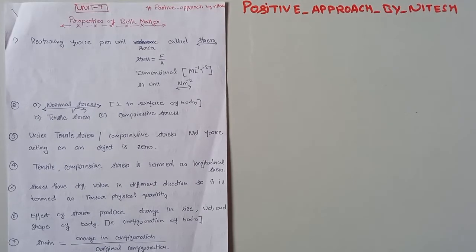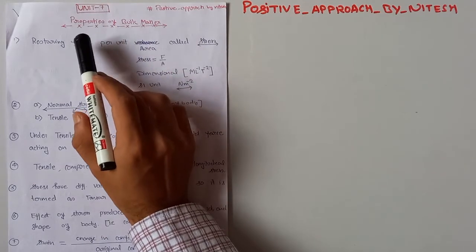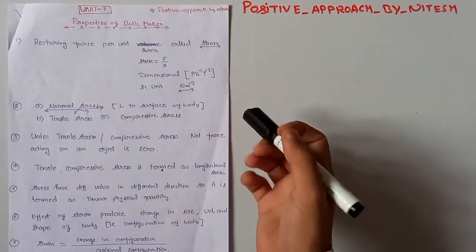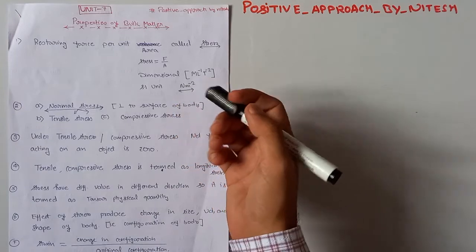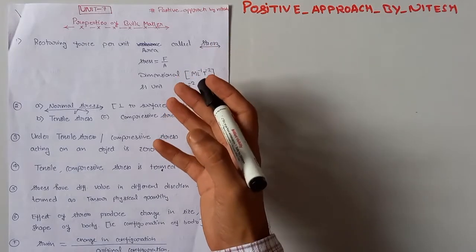This is Nitesh Bhardwaj. Today we are going to discuss our unit number 7, that is properties of bulk matter. First of all, we will cover some important key points of this chapter, and after that we will do some numericals on the basis of these key points.